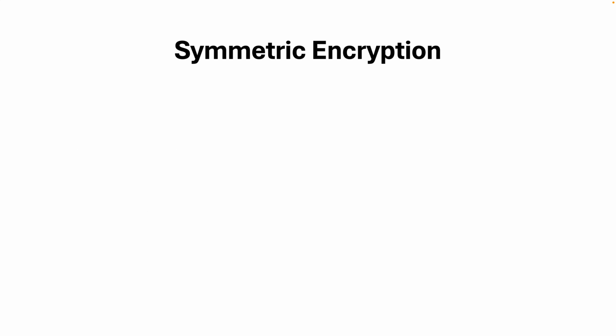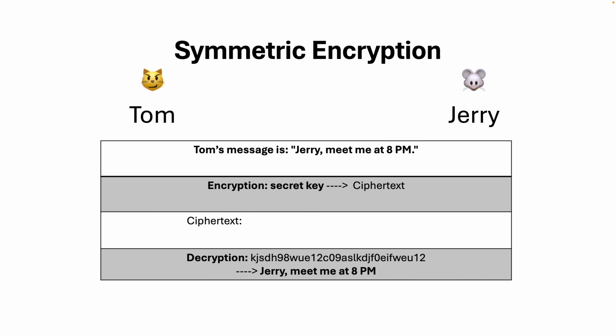So, how do asymmetrical encryption and symmetrical encryption work? First, let's check the easier one, symmetrical encryption. Here, let's see an example. Tom wants to send Jerry a message. So first, he encrypts his message using a secret key. This encryption will turn his original message into something that looks like this, a ciphertext, an encrypted message.